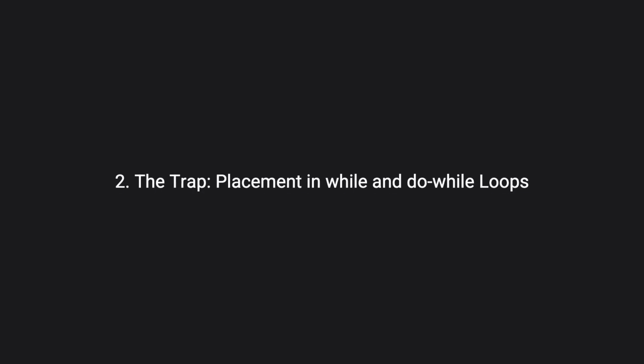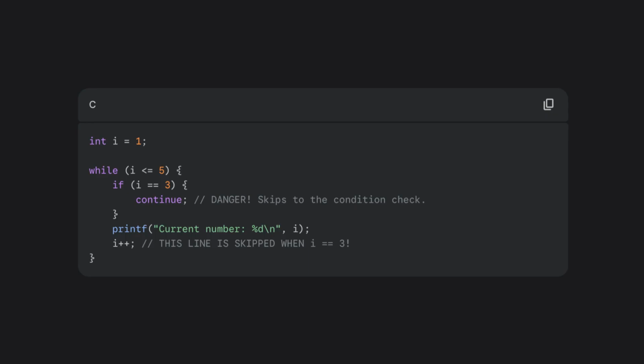Second, the trap: placement in while and do-while loops. The placement of continue inside a while or do-while loop is extremely dangerous if you forget one thing, the update step. Remember that while and do-while loops require you to manually put the counter update, i++, inside the loop block.